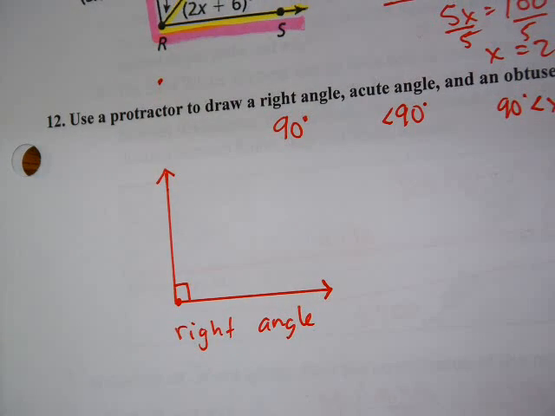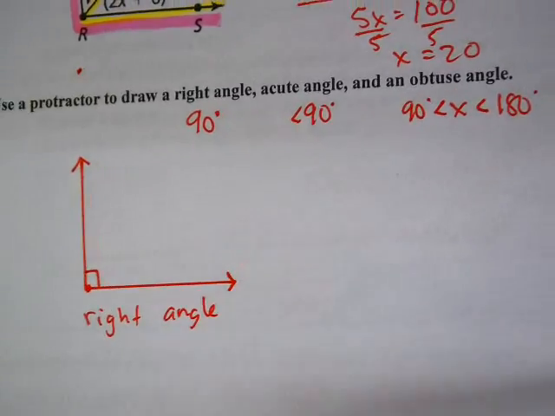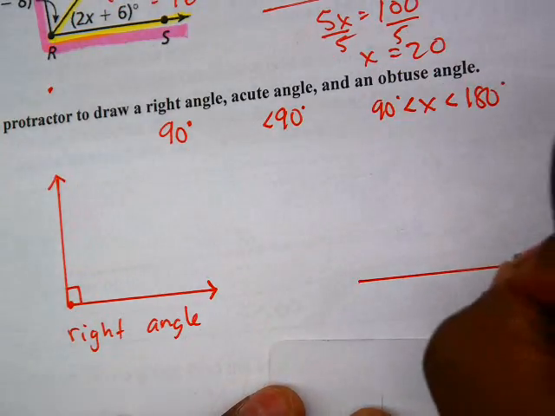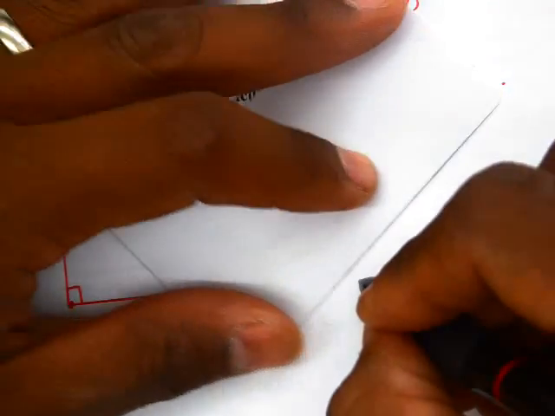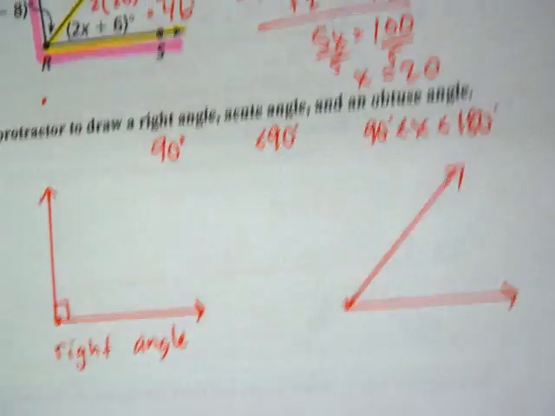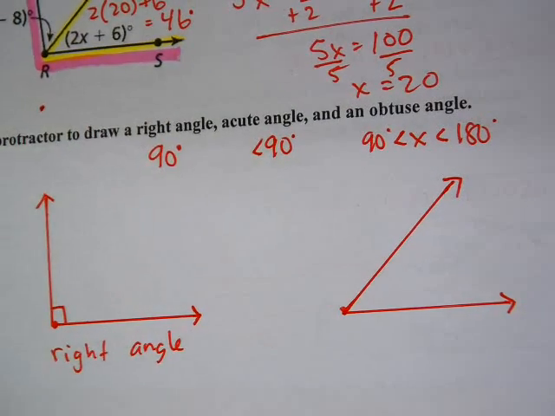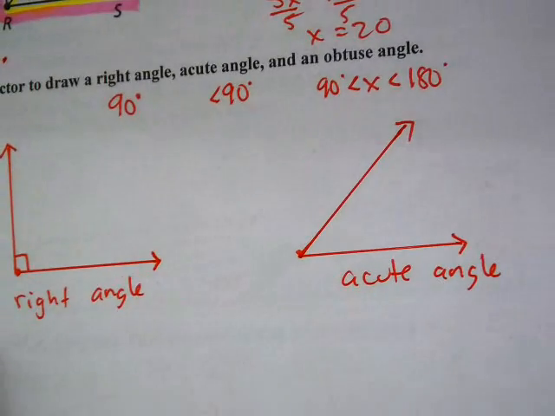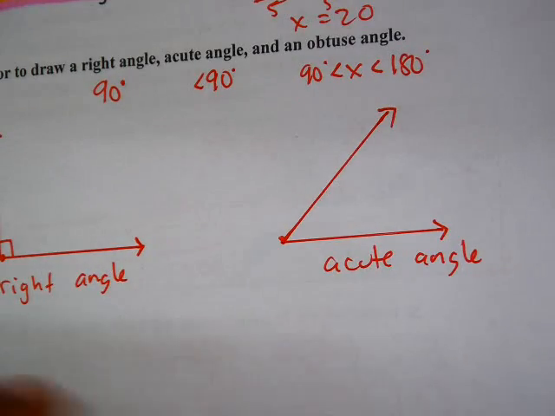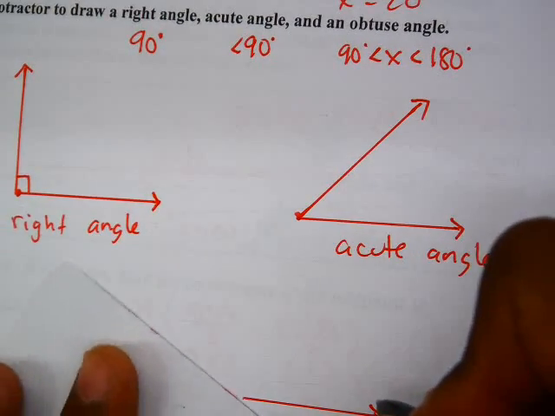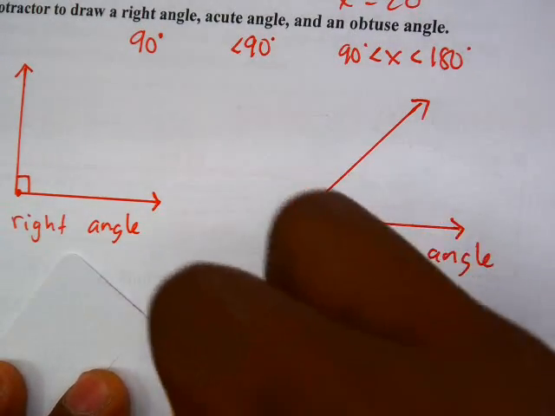An acute angle, I don't really need to use a protractor to make. I know that it's got to be less than 90, so there. That's acute. And obtuse, I don't actually need a protractor, I just need straight edges. I need to know that it's more than 90 and less than 180, so that's obtuse.